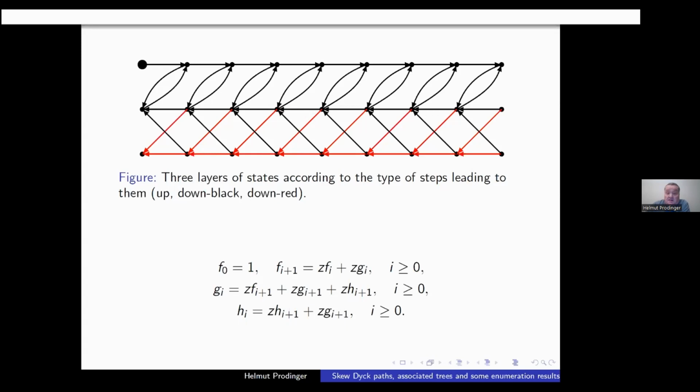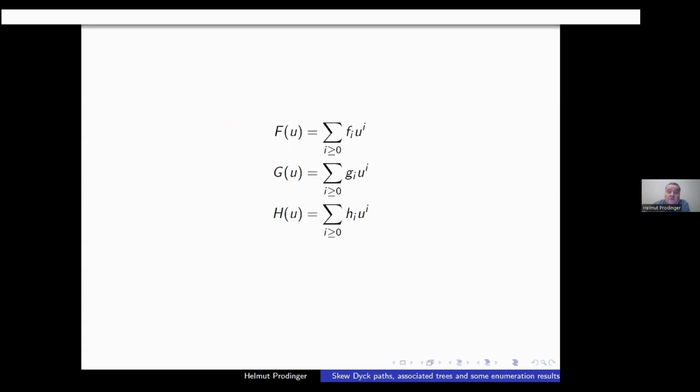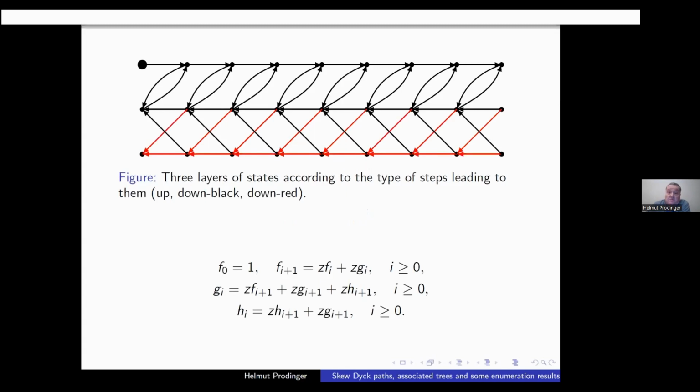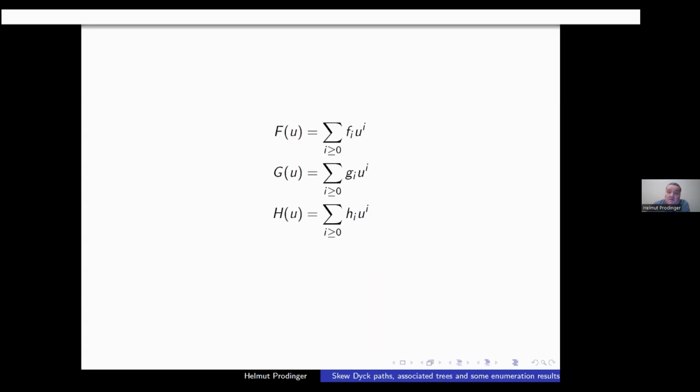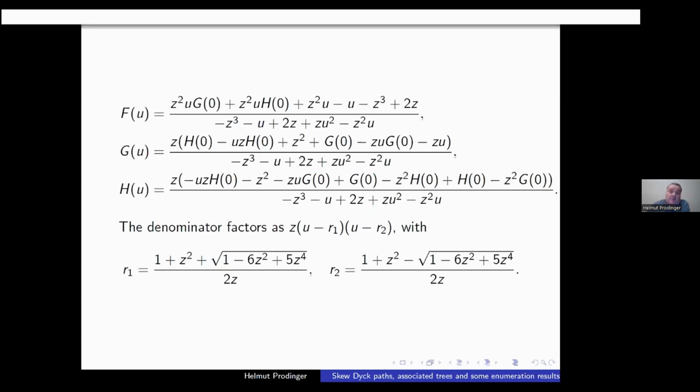Okay, so what one does now is one introduces a second variable called u that takes care of the letter i. So i is always the current level of this skew Dyck path once you scan it from left to right. Then one translates all these recursions. You multiply everything by u to the i and sum over i. Once one has this, and you ask Maple to solve the system, we get these three expressions for F, G, and H.